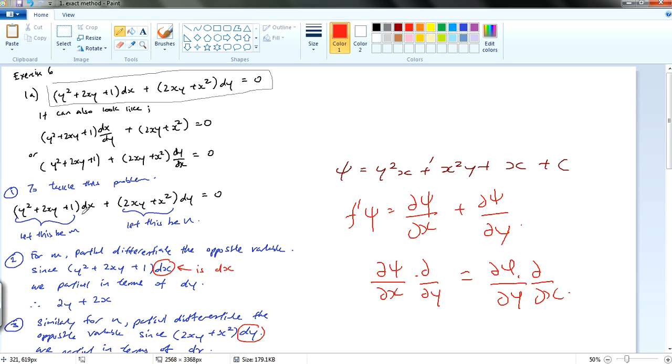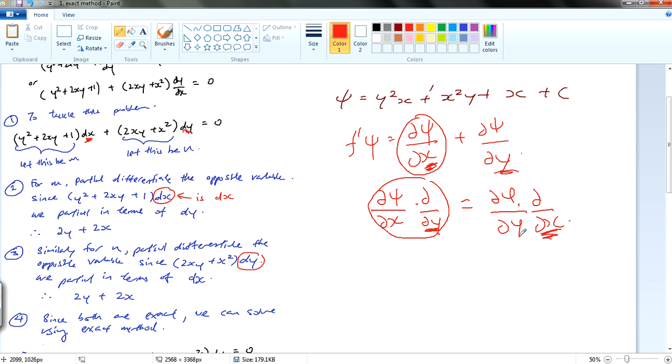Okay, and then if this portion is actually this one, so you want to differentiate partial in terms of y. Okay, so whatever thing that is, let's say you have dx, you just differentiate in terms of the opposite variable, which is dy. If it's dy, then you differentiate in terms of the opposite variable dx. If it's x over here, then you differentiate in terms of y. If it's y over here, you differentiate in terms of x.